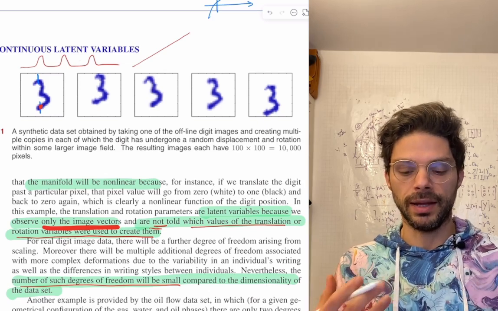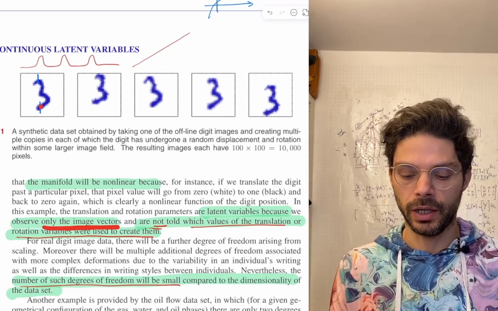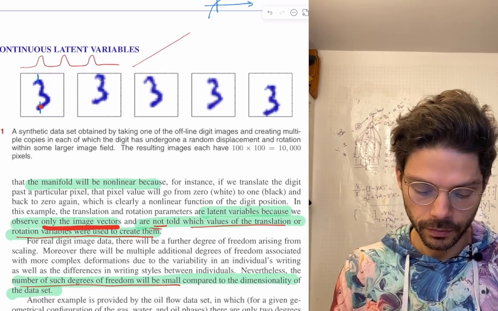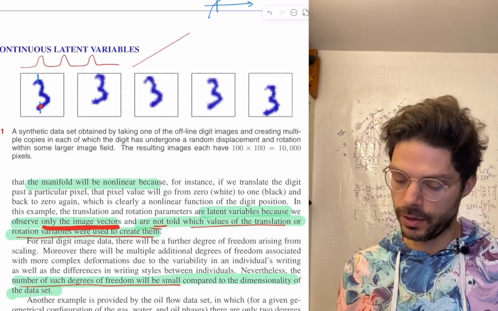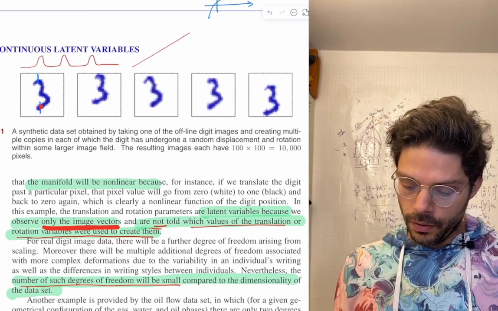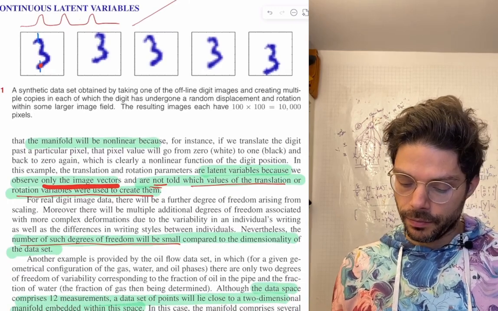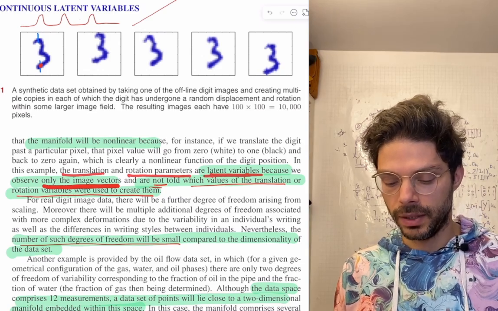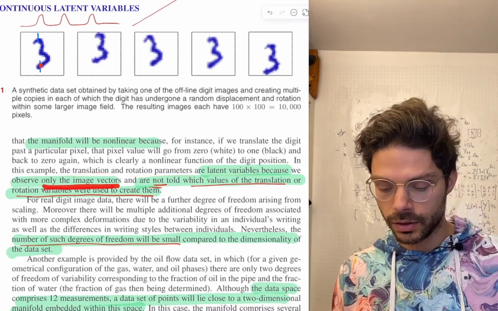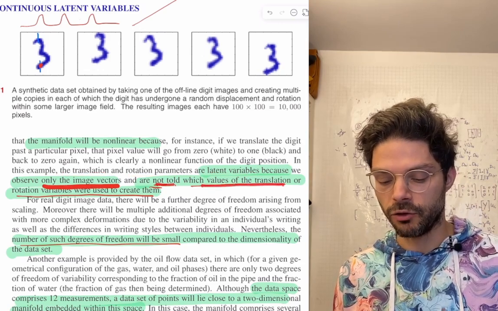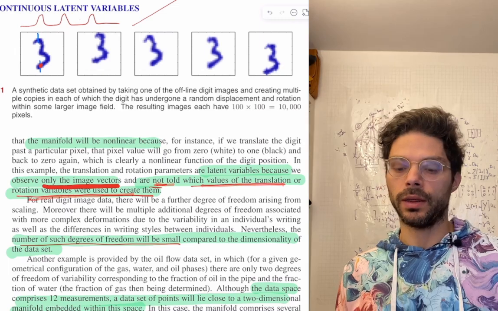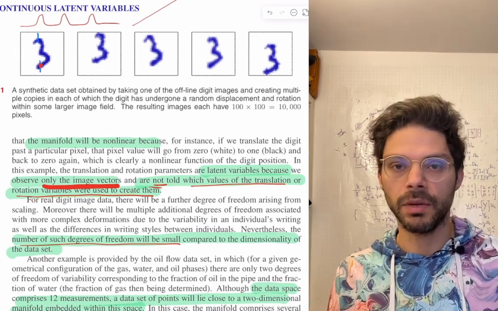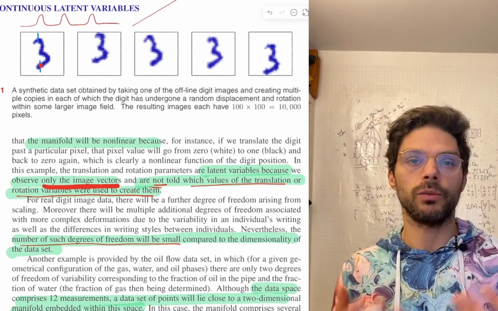So you can just kind of see that this manifold that you've embedded, that you're going to be living on, is actually going to be a nonlinear manifold. So I thought that was a nice way of demonstrating that. In this example, the translation and rotation parameters are latent variables because we observe only the image vectors and are not told which values of the translation or rotation variables were used to create them. So that's latent. It just means hidden. That's all it means. They're hidden because we don't know. We just get the digits. We don't know the translation.